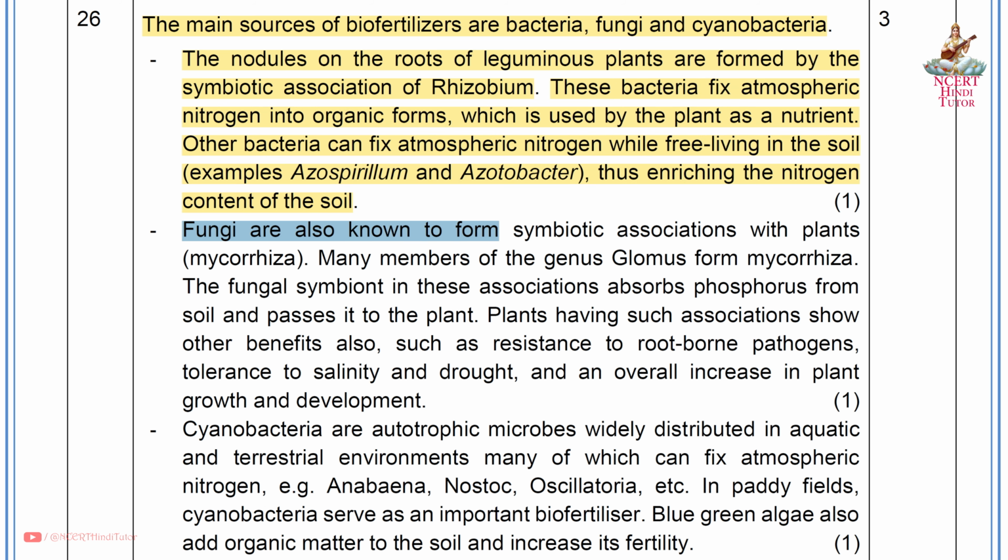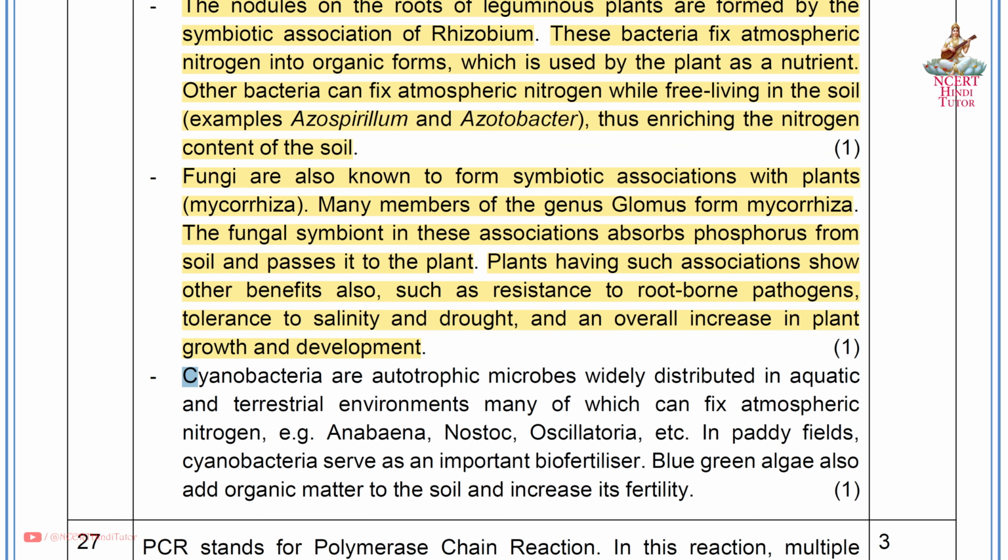Fungi are also known to form symbiotic associations with plants. Mycorrhiza. Many members of the genus Glomus form mycorrhiza. The fungal symbiont in these associations absorbs phosphorus from soil and passes it to the plant. Plants having such associations show other benefits also, such as resistance to root-borne pathogens, tolerance to salinity and drought, and an overall increase in plant growth and development.